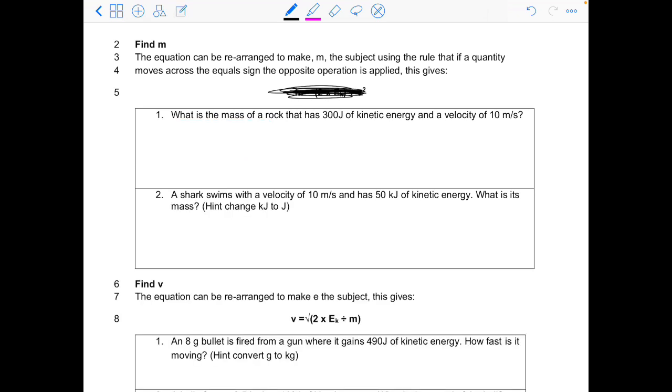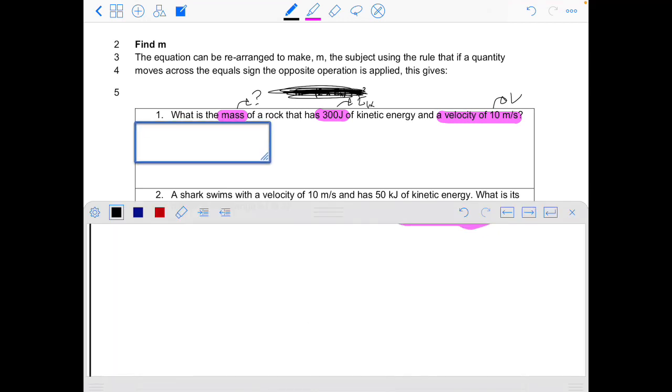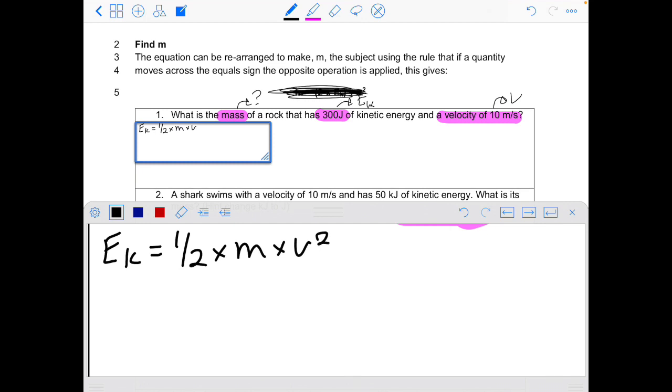So, looking at the question, what is the mass of the rock? So we first come across our mass. This is our unknown. We don't know what the mass is of a rock that has 300 joules of kinetic energy. So we know this is our kinetic energy. And a velocity of 10 meters per second. So we know this is our velocity. So step 1 doesn't change. Step 2 is write down the formula. That also doesn't change. So our kinetic energy is equal to 1/2 times mass times velocity squared.